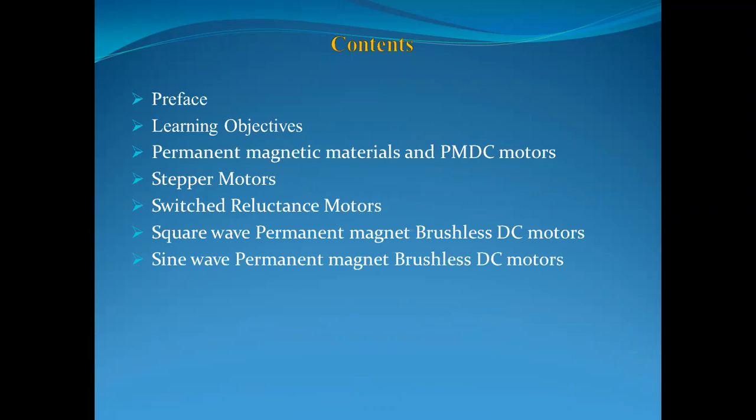Next, learning objectives. Next, the units which you have been given: permanent magnet materials and PMDC motors. PMDC is also called permanent magnet direct current motors. Then stepper motors, switched reluctance motors, square wave permanent magnet brushless DC motors, and sine wave permanent magnet brushless DC motors.